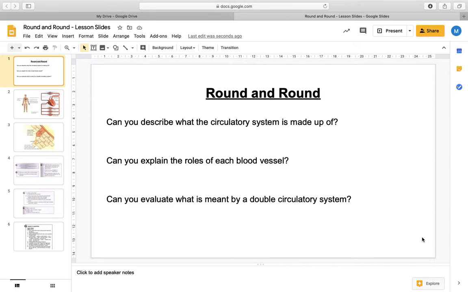By the end of the lesson you should be able to describe what the circulatory system is made up of, you should be able to explain the roles of each blood vessel, and you should be able to evaluate what is meant by a double circulatory system. The title today, which you need to write in your books as you would do for any other lesson, is Round and Round.